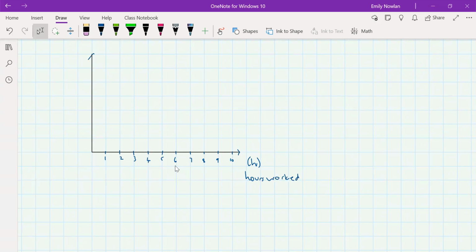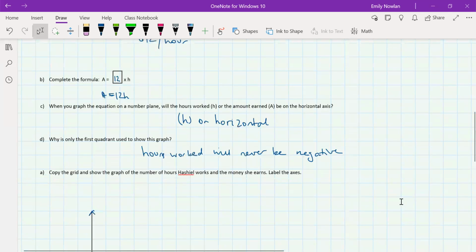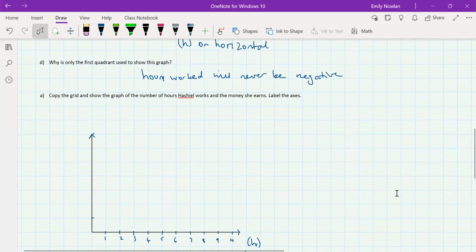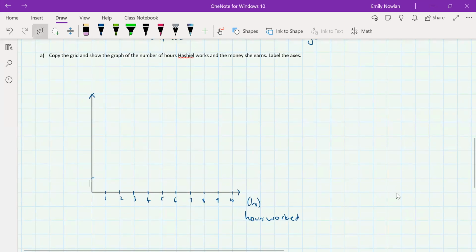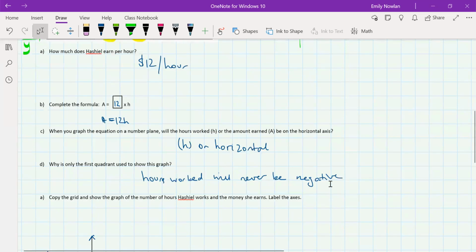The vertical axis, I need to go up to 100. I'm going to go up by 20s to fit it there. So 20, 40, 60, 80, 100. And this is A, the amount earned in dollars. So we label our axis. Now let's put the information from the table of values on there.